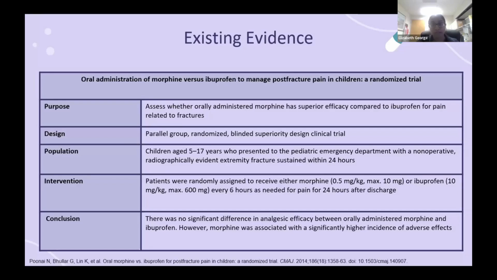And patients were excluded if they had a known hypersensitivity to either ibuprofen or morphine, chronic use of NSAIDs or opioids, associated injuries requiring analgesia, known renal disease, bleeding disorders, and pregnancy. And then for the intervention, patients were randomly assigned to either receive morphine every 6 hours or ibuprofen. And in conclusion, the authors found that there were no significant differences in the analgesic effect between the orally administered morphine and ibuprofen, and that there were more adverse effects associated with the morphine.